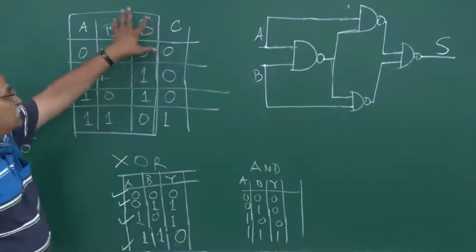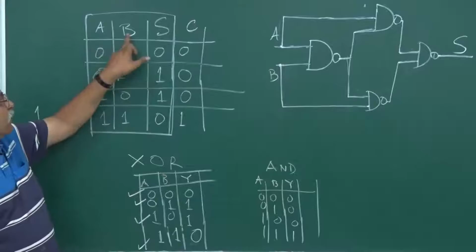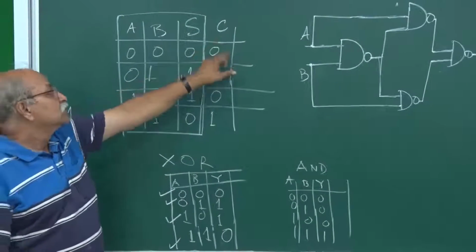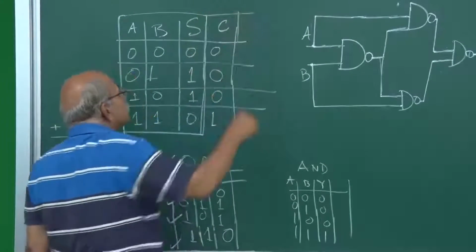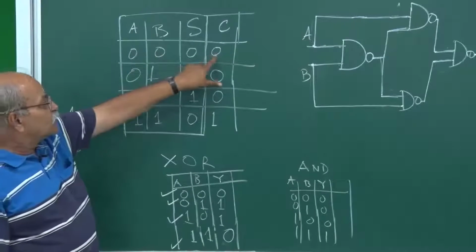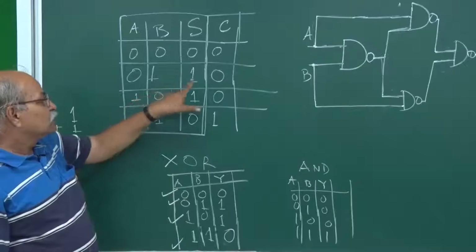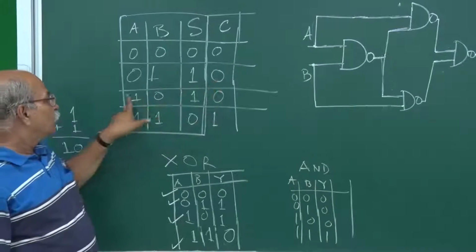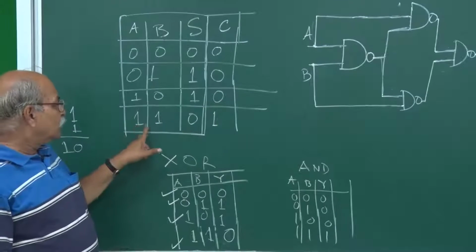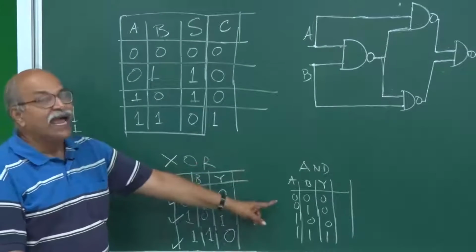Now, look at this table and for carry, A and B are input and this carry C is the output. So, if you look at it carefully, for 0, 0 output should be 0, 0, 1 output should be 0, 1, 0 output should be 0, 1, 1 output should be 1. It is nothing but AND gate.